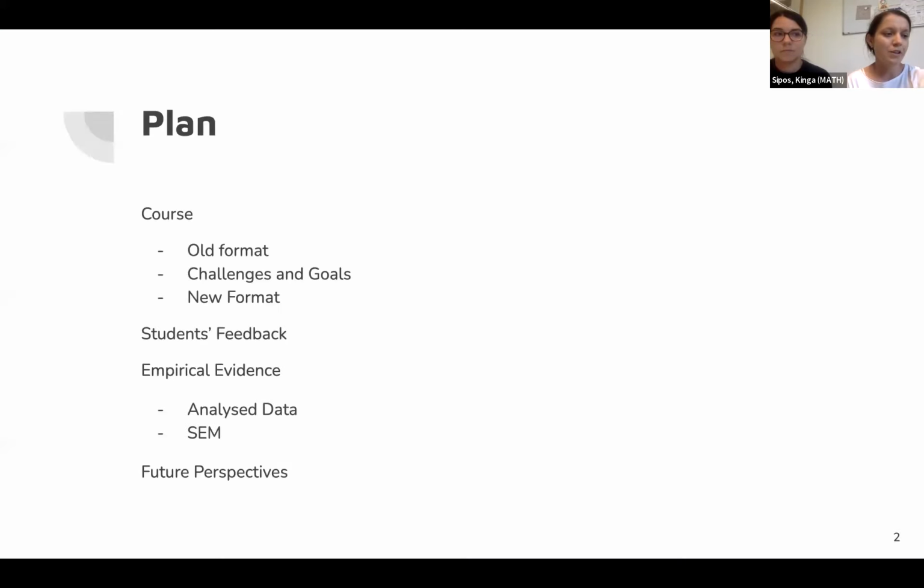Now let me show you the plan for how we are going to go through this presentation. We will start by presenting the old course format together with the challenges that I experienced in the previous 3 years when I was teaching this course. This will be followed by our goals and the changes that we have partially introduced already and aim to introduce in the future, which we hope bring us closer to our goals.